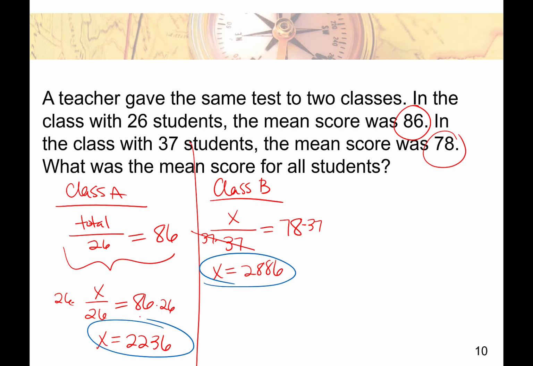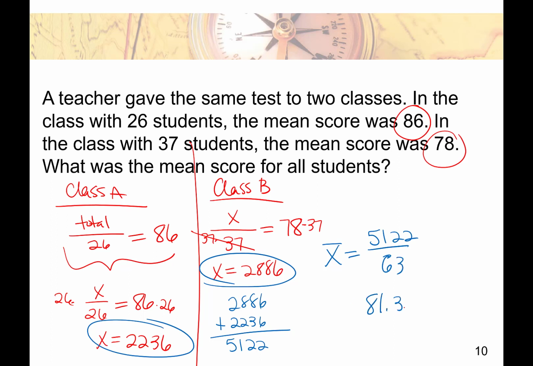Okay, now we have our pieces of information. We are going to take the two totals and add them together. When you combine 2,886 with Class A's total, that's 5,122. So to find the mean score for all students, we need to know how many students there were. There were 26 in one class plus 37 in another, which is 63. So to find the mean, we're going to do 5,122 divided by 63, and that is approximately 81.3.